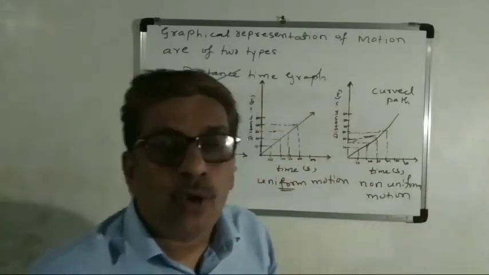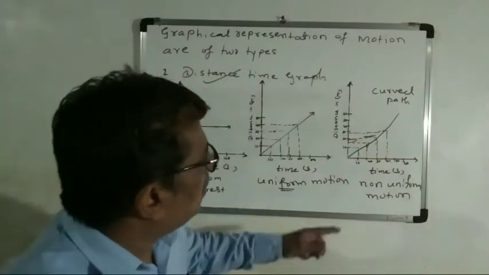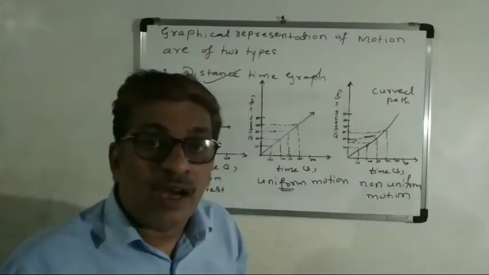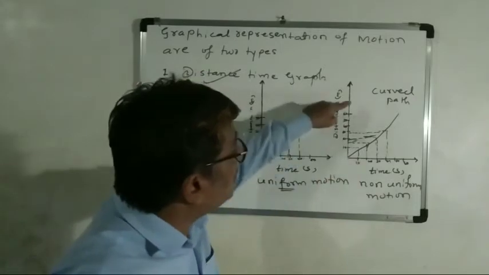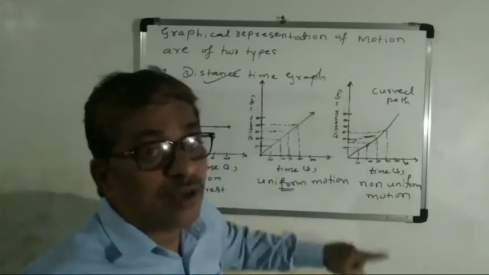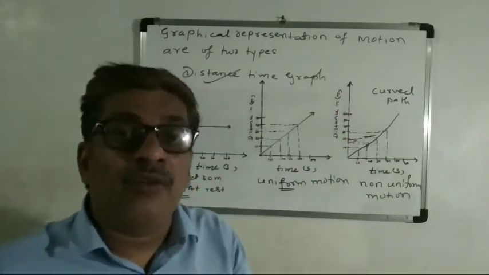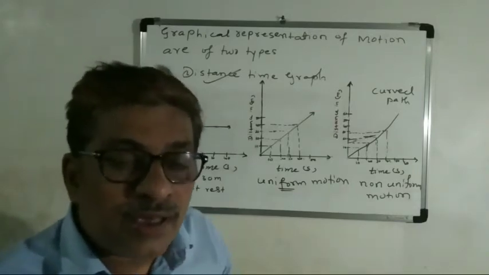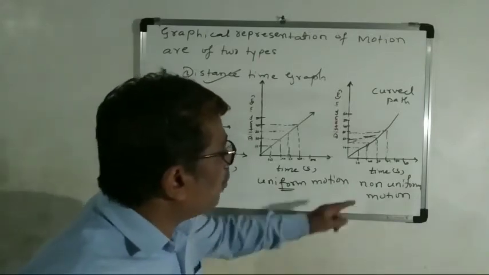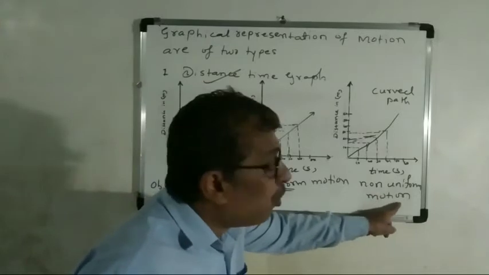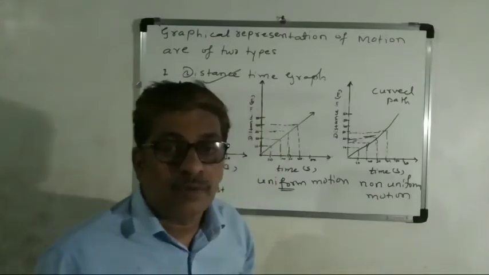So what do you mean by non-uniform motion? The object travels unequal distances. See, the distances are unequal in equal intervals of time. Such a graph, or such a motion, is said to be non-uniform motion.